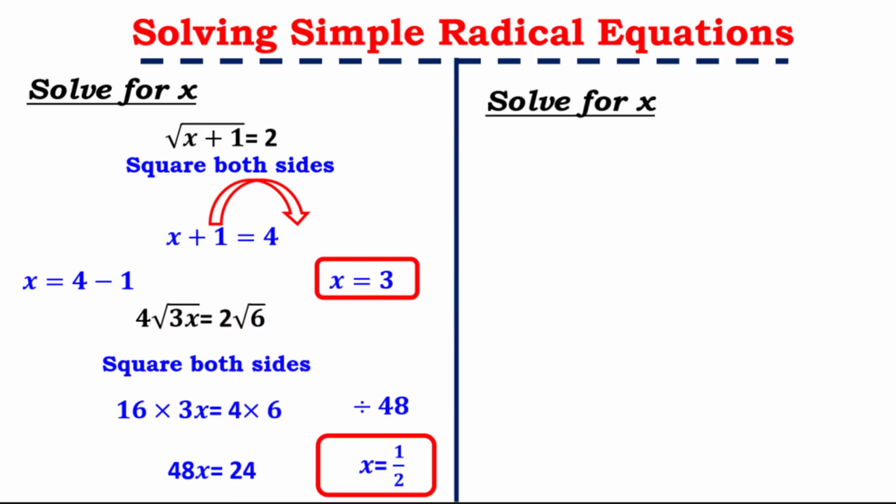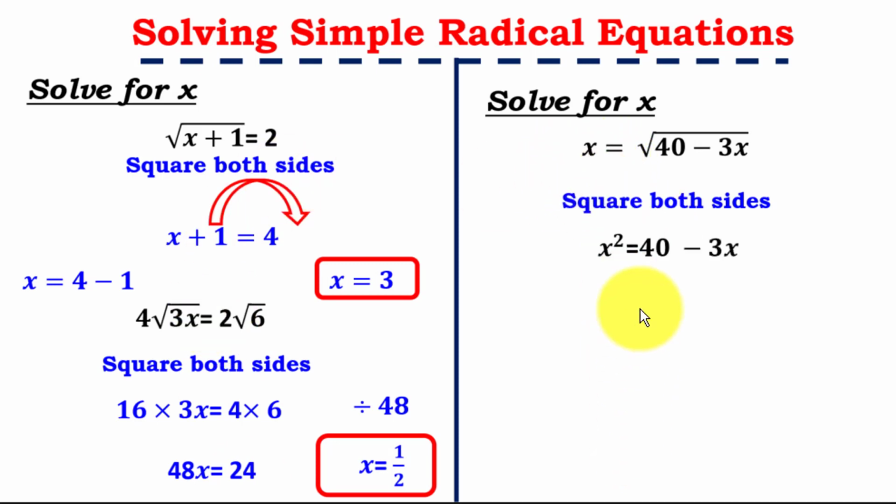Another example, x equals radical 40 minus 3x. Square both sides. We will get here a quadratic equation. Why? Because we have here x. The square of x will be x squared equals the square of this radical. It will be the number or the expression inside the root. It will be 40 minus 3x.